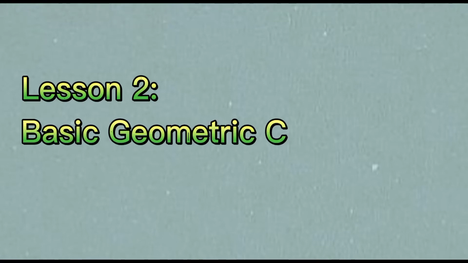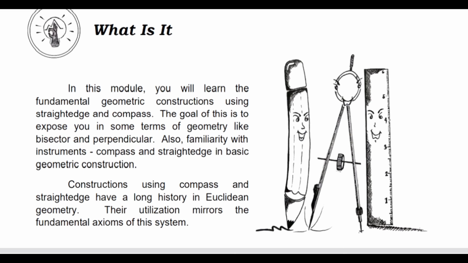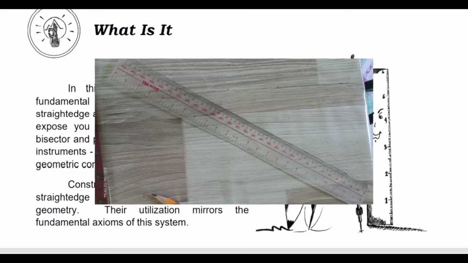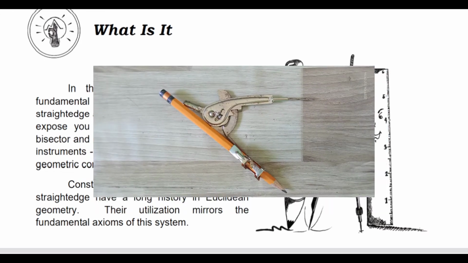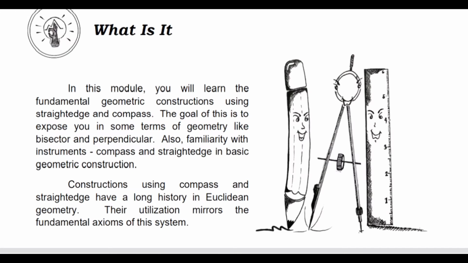Lesson 2, Basic Geometric Construction. In this module, you will learn the fundamental geometric constructions using straight edge and compass. The goal of this is to expose you to some terms of geometry like bisector and perpendicular. Also, familiarity with instruments, compass, and straight edge in basic geometric construction.